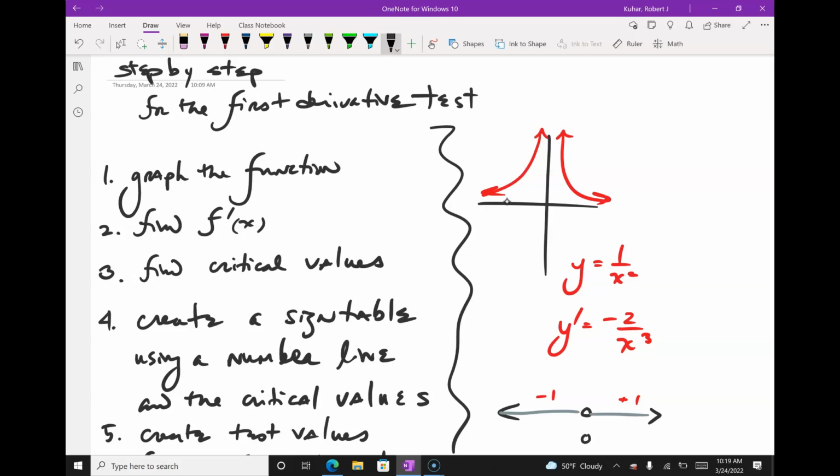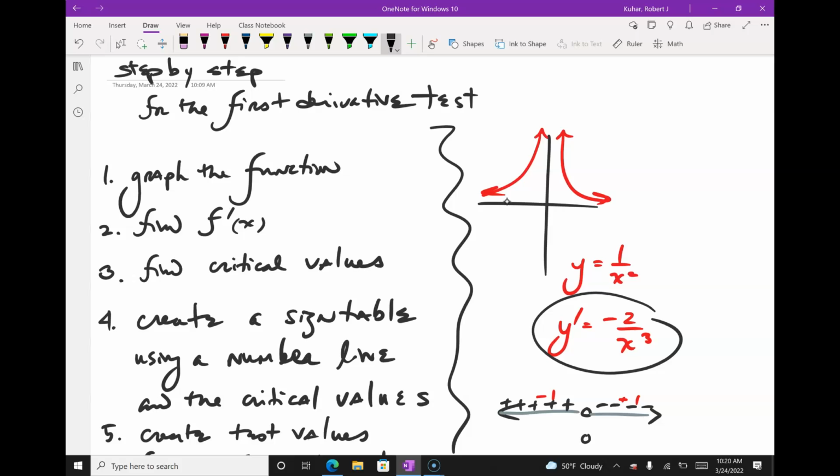I didn't do this, but when I put a negative 1 into that, yes, I get a double negative, so I get positives. So there's my sign. When I put a positive 1, everything stays negative. So you can see my derivative is changing from positive to negative. But f of 0 doesn't exist. So it's not a local min or max.